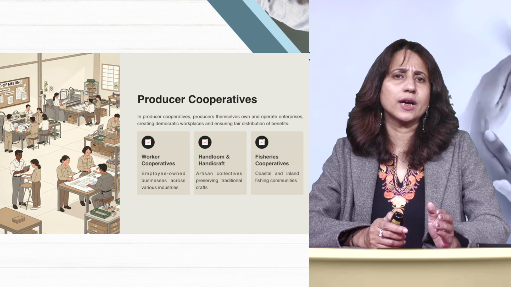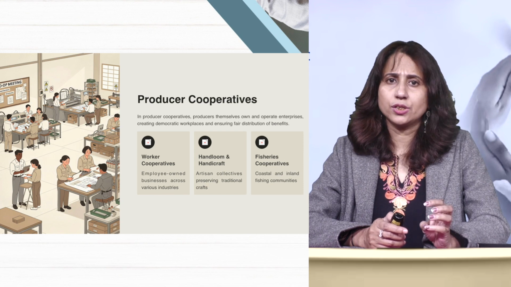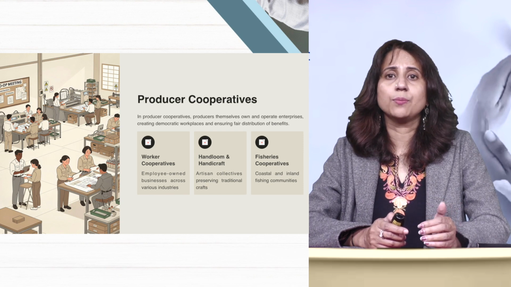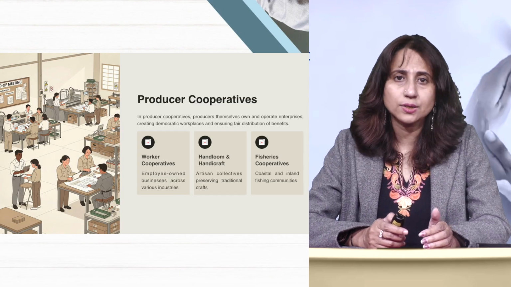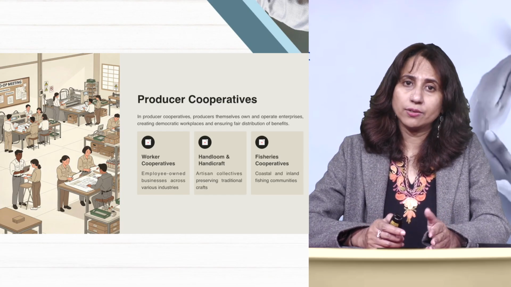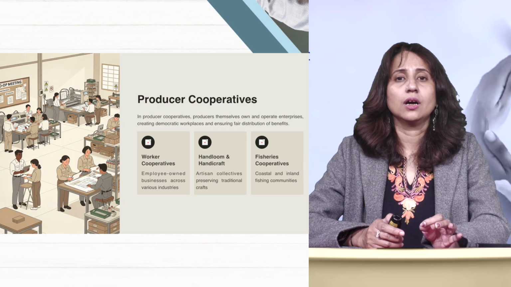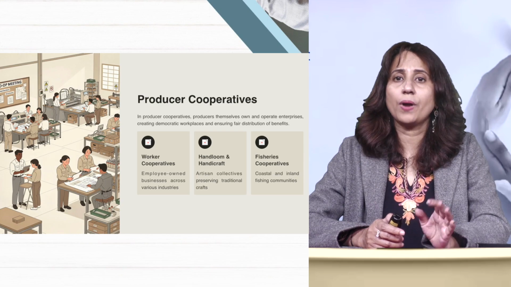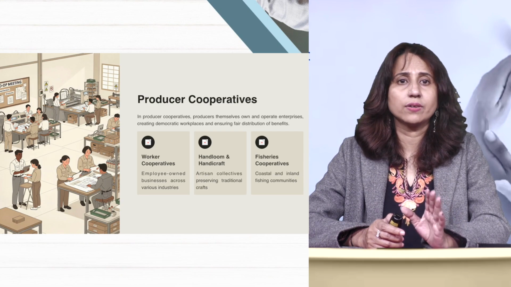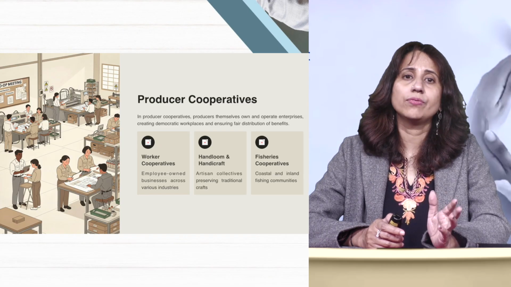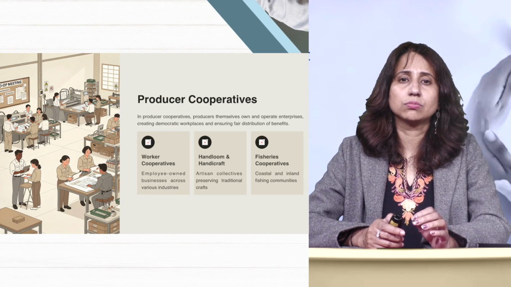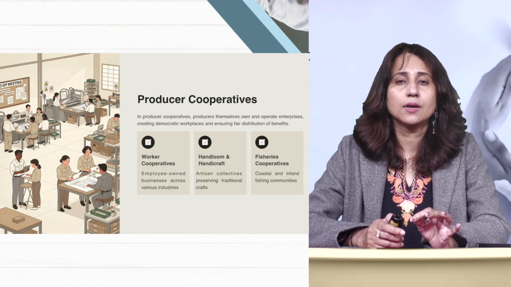Then there are handloom and handicraft cooperatives. These cooperatives organize traditional weavers and artisans to preserve crafts, improve livelihoods, and access markets. When we talk about the structure and function, the artisans here are the members, forming primary societies at village or town level, often federating into district and state level apex organizations.